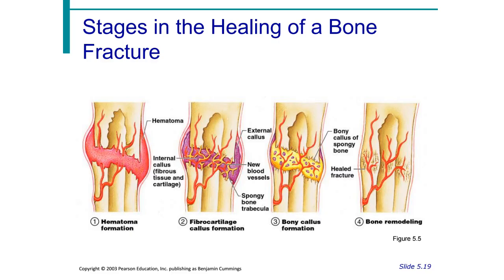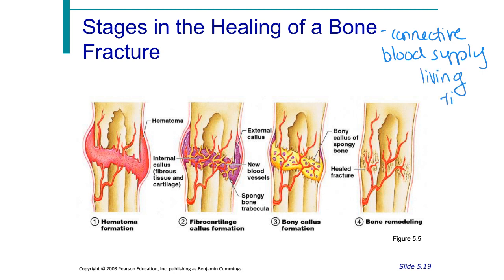Okay, so let's look at what happens in your body as your body tries to heal from the fracture. Remember, bone is a type of connective tissue, meaning that it has a really good blood supply. We don't really think of that because we think of bone as more being a solid thing. But remember, bone is a living tissue. It is dynamic in the sense that it is constantly changing. Your bone is not static.